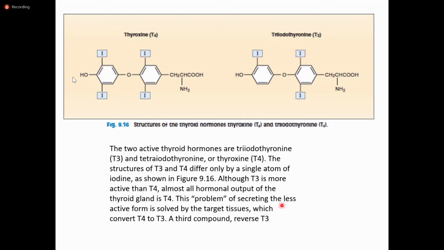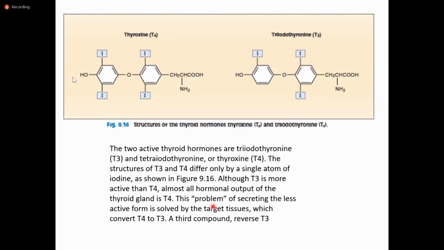This problem of secreting the less active form is solved by the target tissue, which can convert T4 to T3 because they have an enzyme called 5' deiodinase. We will take one iodine out and convert T4 to T3.